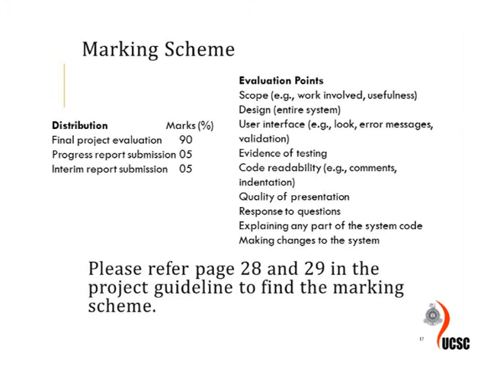So, user interface, evidence of testing, code generation, quality of presentation, response to questions, exploring any part of the system code, making changes to the system. These evaluation points are very critical, and if you refer to the project guidelines, page number 28, 29 in this year's version, you can find more details. And having a very good understanding of those things, it's easier for you to successfully concentrate on the writing part of your dissertation and to present your project.